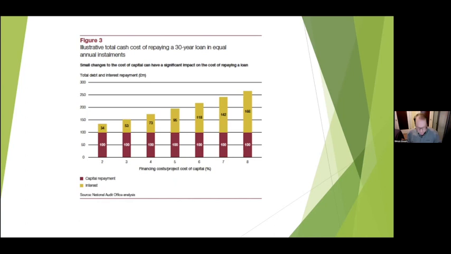This is the UK National Audit Office, once again, illustrating the difference in total payments on a 30-year loan of £100 million, right? The government usually borrows in the 2 to 3% range. Private financing can be up to 3 to 4 points higher. That's an awful lot of money to ensure on-time completion. At the higher end, you're practically paying more interest than the actual loan itself.